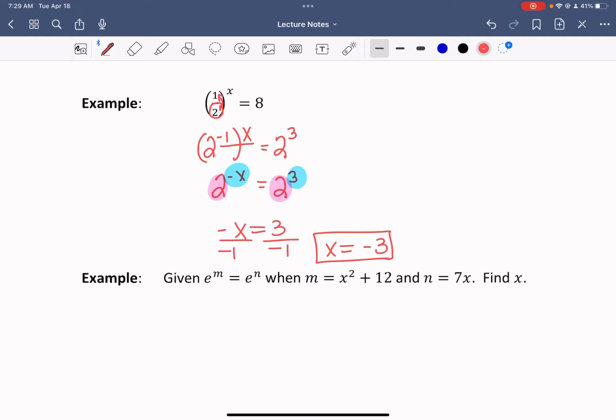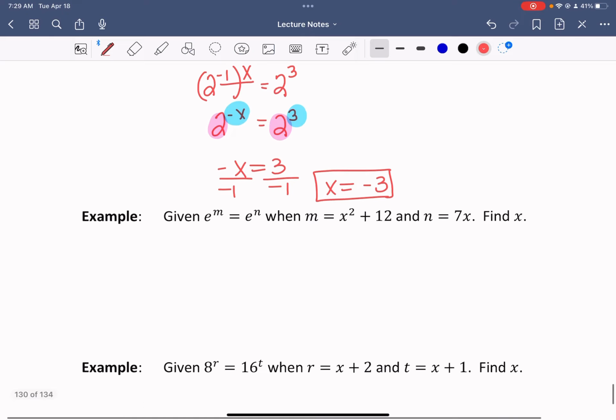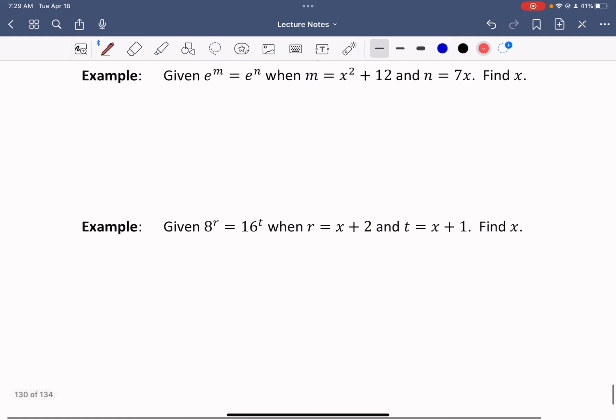Again, just want to do some simple equations to get us going so that we can see those steps and processes, kind of appeal to your logical side. And then when we go into some more complicated problems, we have steps and processes. Now let's look at this next one. It says given e to the m equal to e to the n when m equals x squared plus 12 and n is equal to 7x.